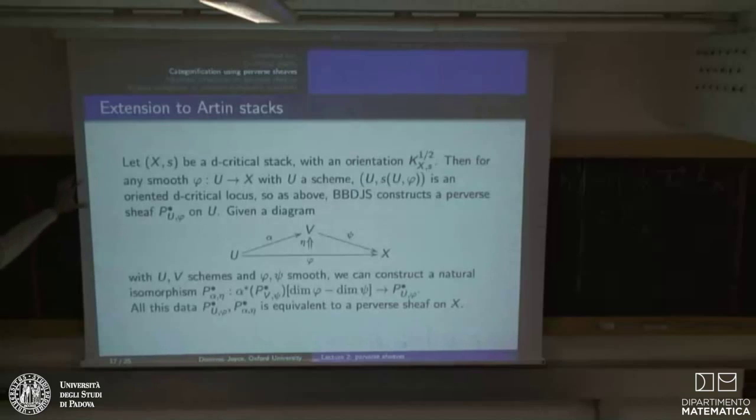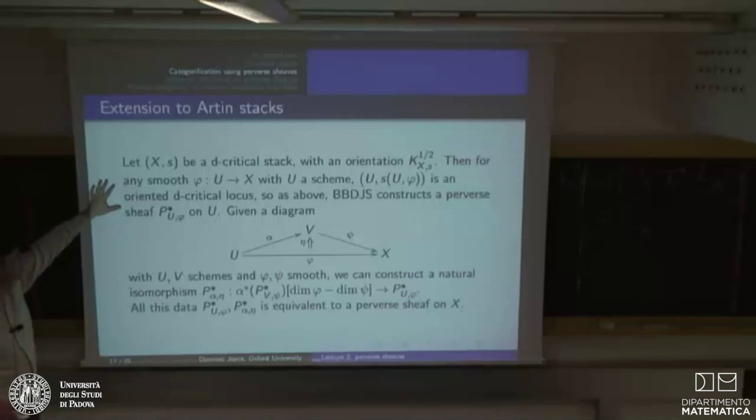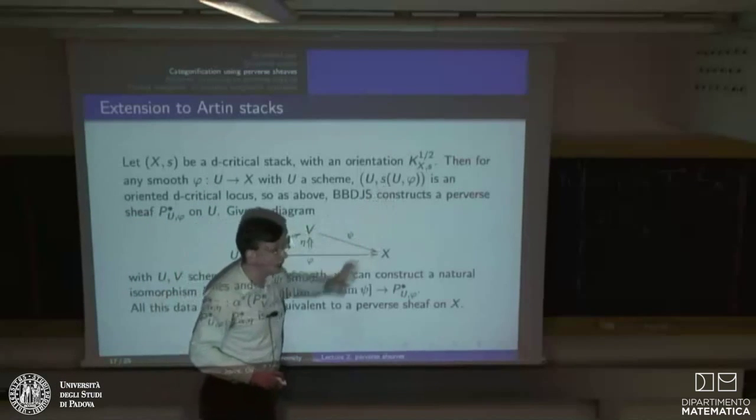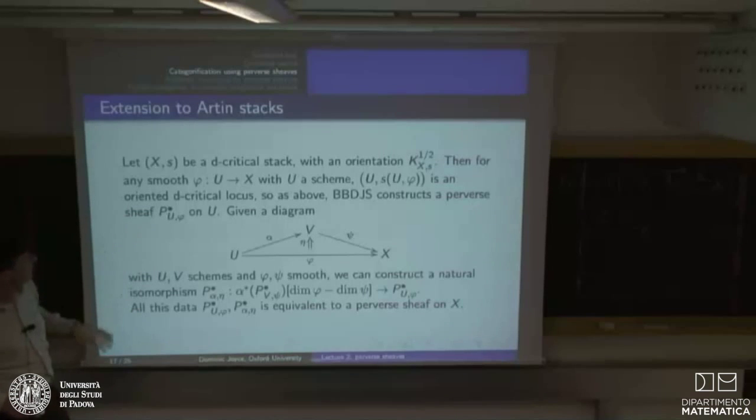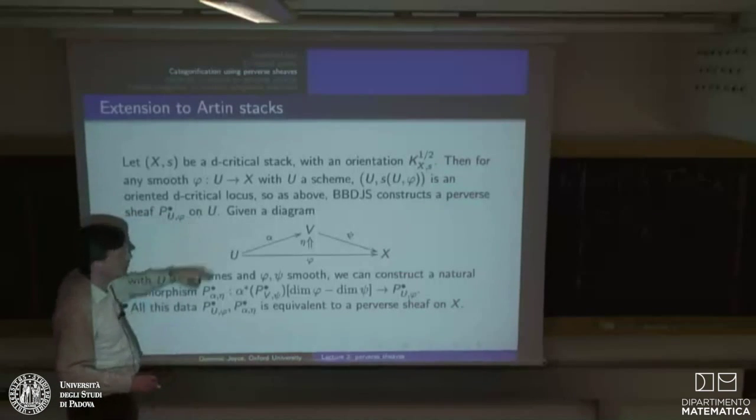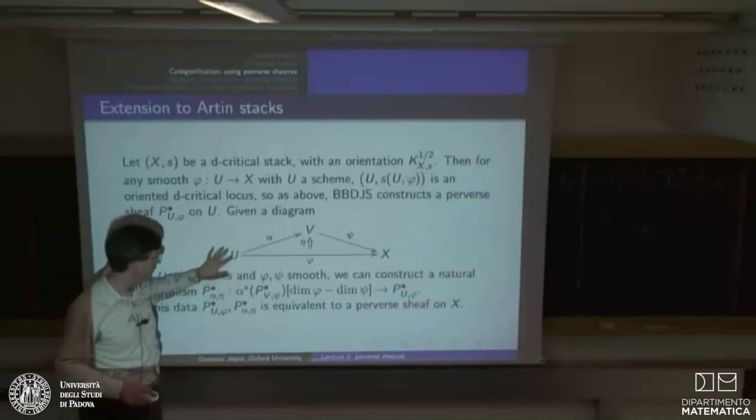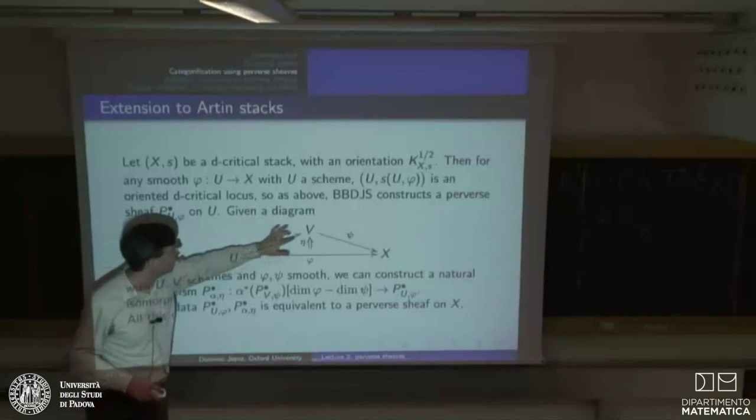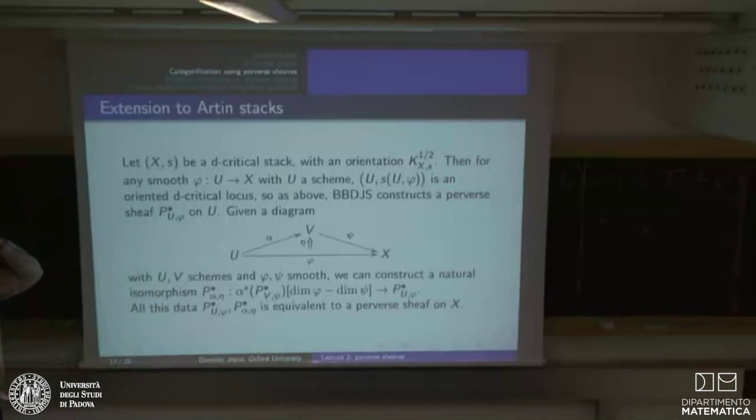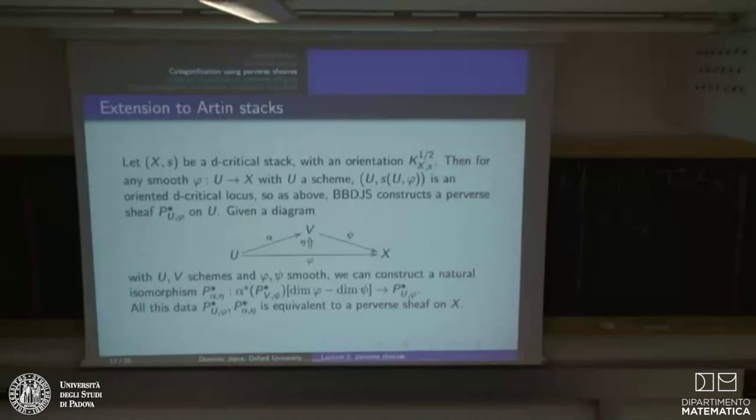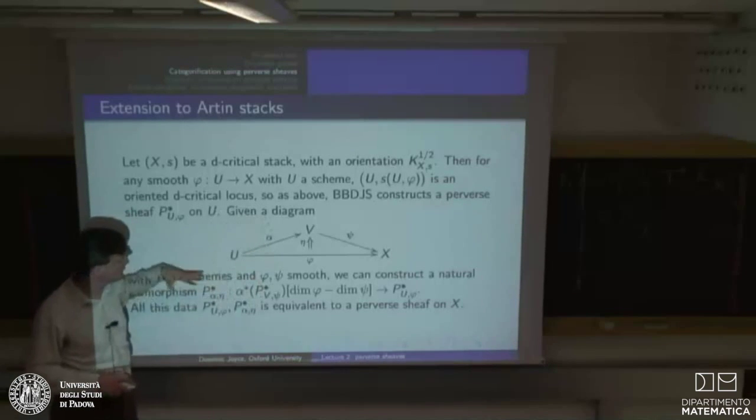Right, so this whole thing has an extension to Artin stacks. So if we're given a d-critical stack with orientation, then for all smooth atlases, the atlas itself becomes a d-critical locus with an orientation. So then we get a perverse sheaf on U. You can more or less define perverse sheaves on X to be an assignment of a perverse sheaf on each smooth atlas. Actually, that's an oversimplification. If you did that, that would give you a nice abelian category of perverse sheaves, but it would not give you a kind of triangulated category with all of your six Grothendieck functors. So actually, you need to do some more work.